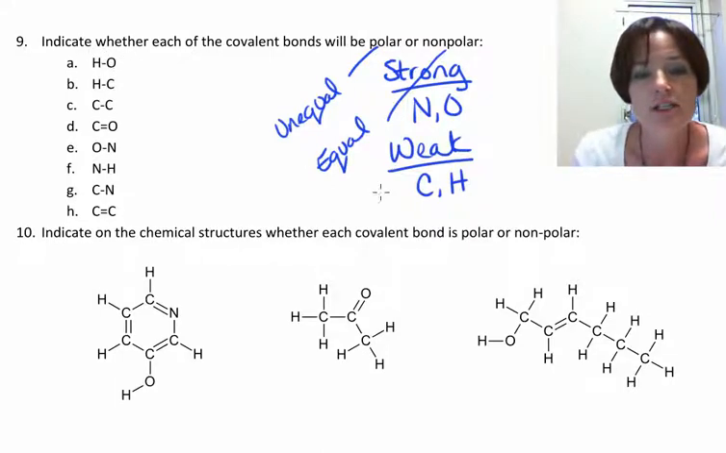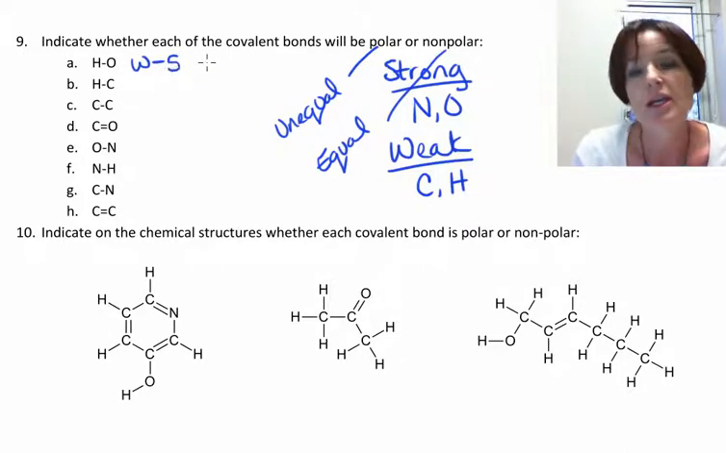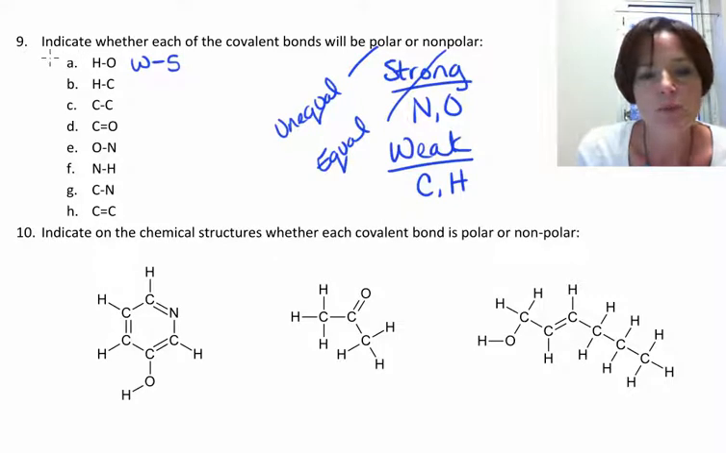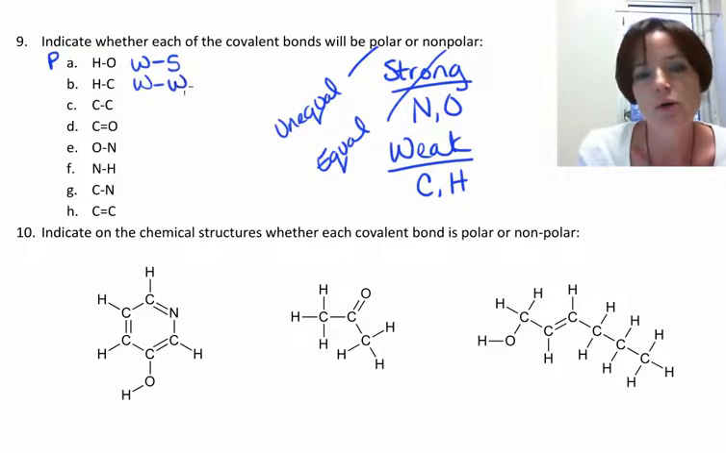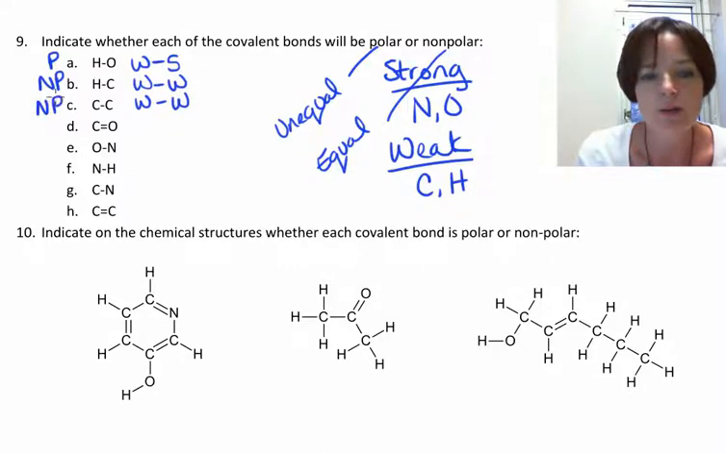So if we go through this list here and look at what we have, remember that hydrogen is on our weak list. So we have a weak one sharing with oxygen, which is on the strong list. So that would be unequal sharing. This first one is going to be a polar covalent bond. If we look at the next one, hydrogen is on the weak list and carbon is also on the weak list. If two weak ones are sharing with each other, that would be a nonpolar covalent bond. Carbon is weak and the other carbon would be weak as well, so we can call that one nonpolar.